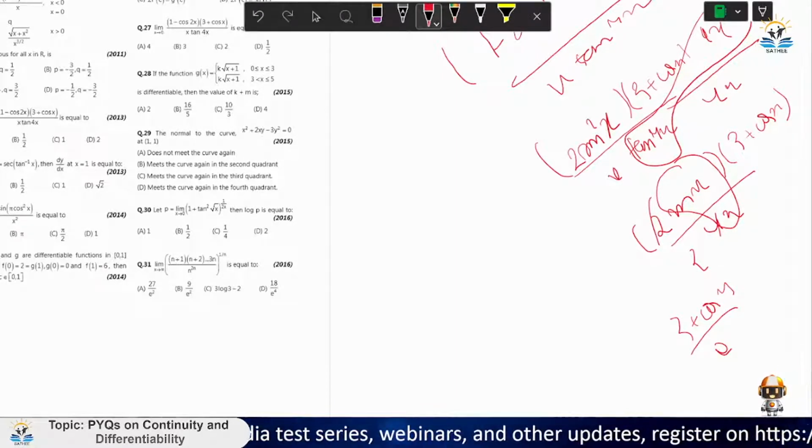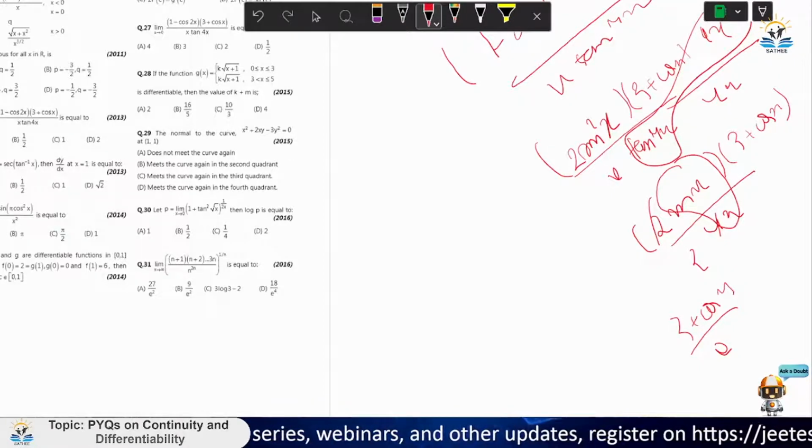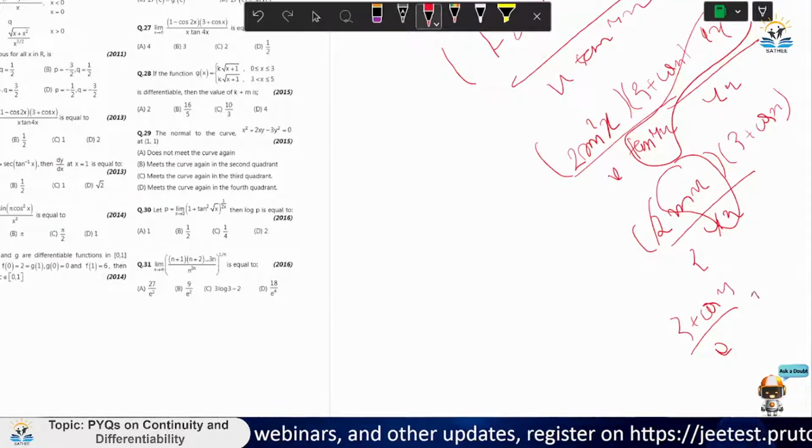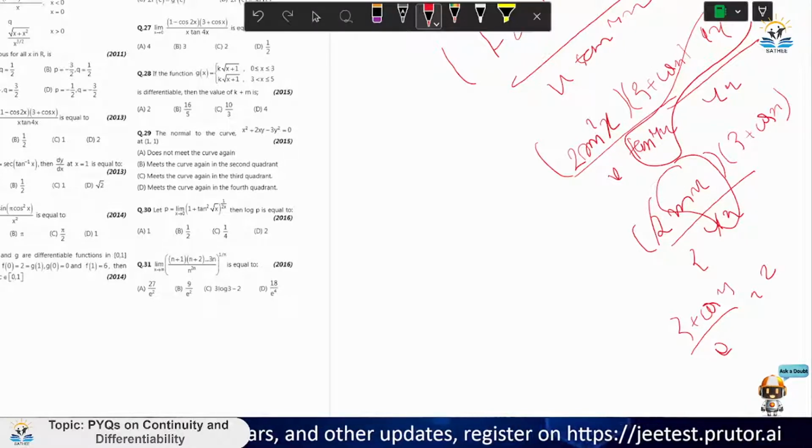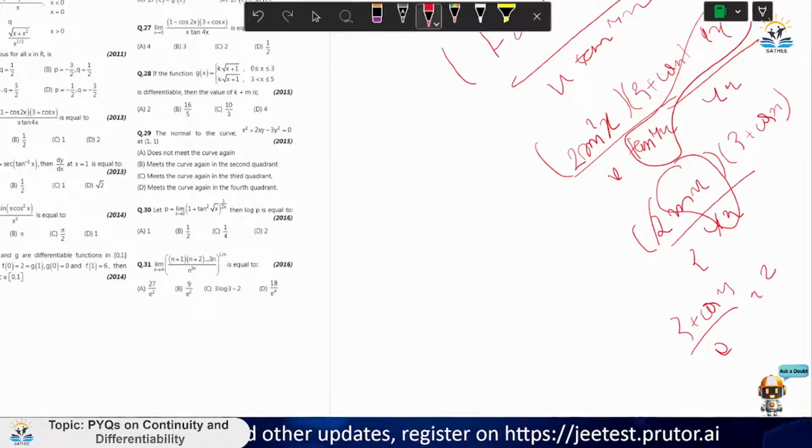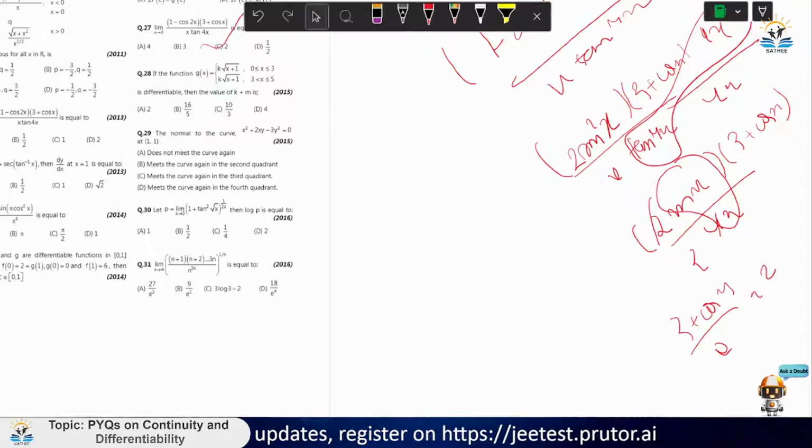But it should not be a 3 by 2. Why should it not be? It should be 2 because cos x at 0 would give me 1. So 4 by 2 is 2. C is the answer. See?